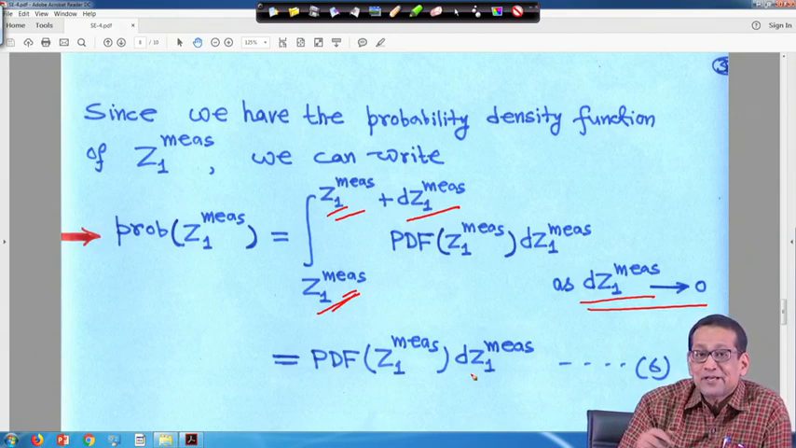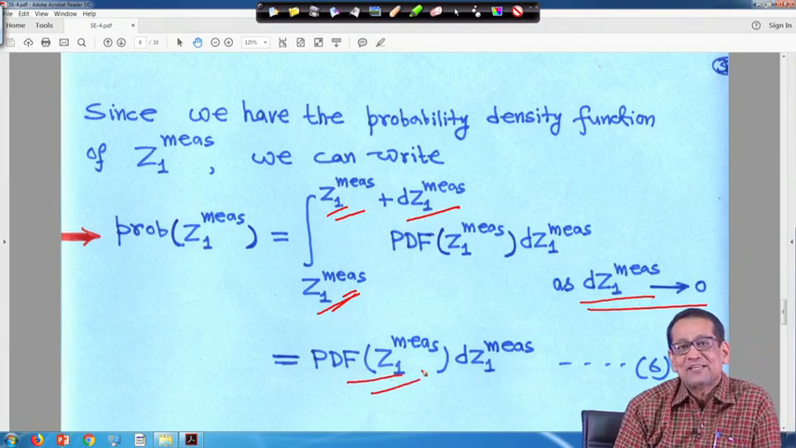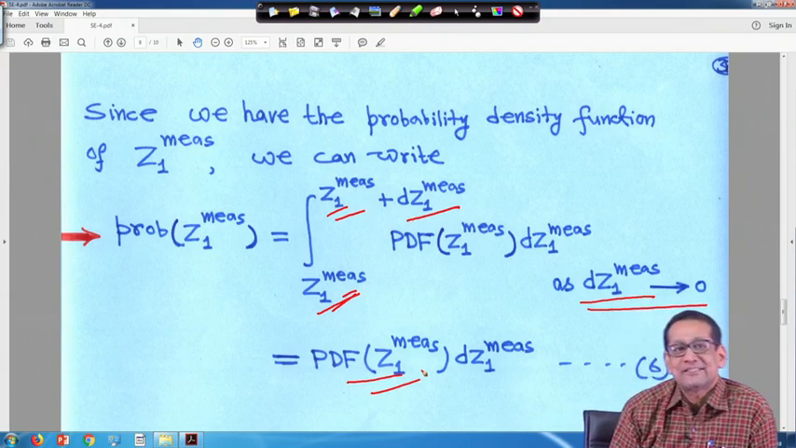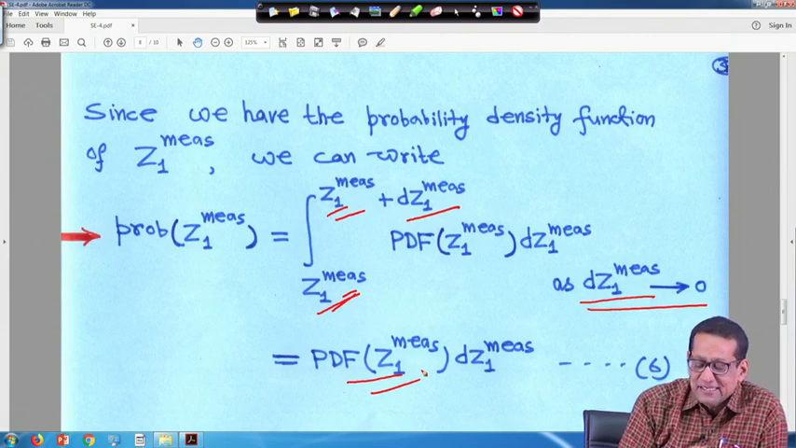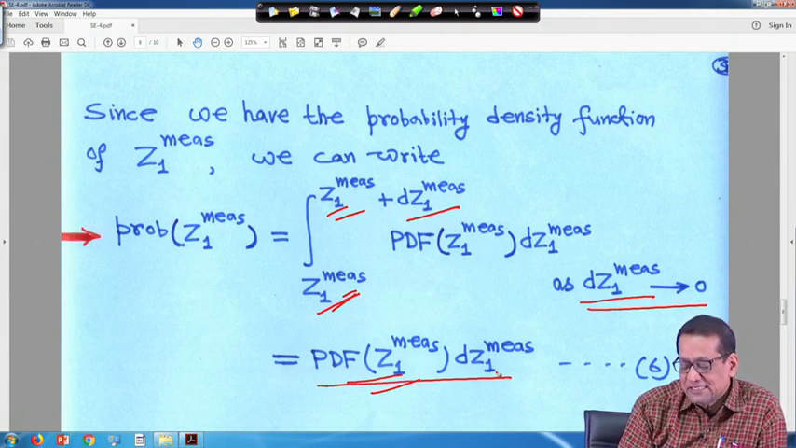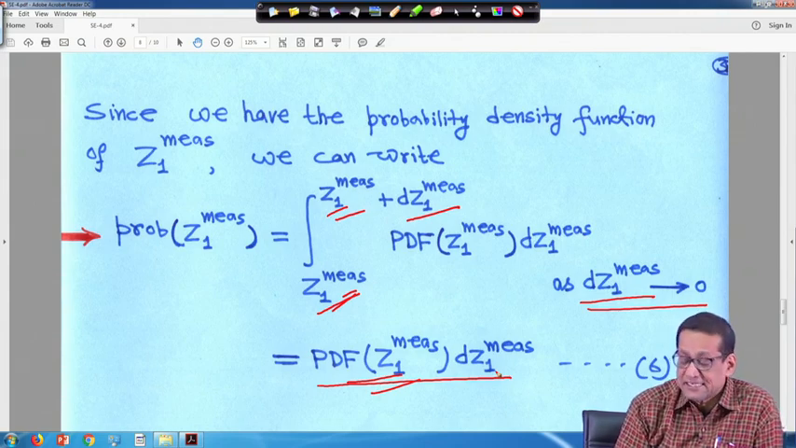I suggest you go to the graph and find out how things are happening, but you have studied this in your probability studies. So since we have the probability density function like this, this can be written as PDF Z1 measure into d Z1 measure. This is equation 6.